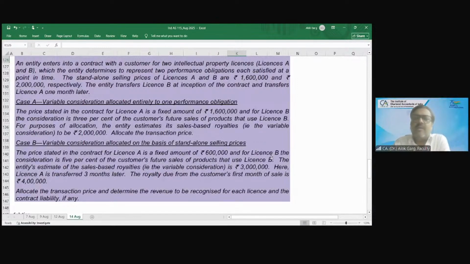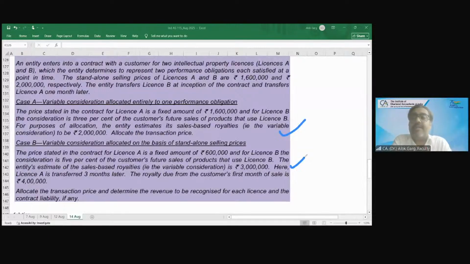Then when you go to the first scenario, license A has a fixed amount of 16 lakhs stated in the contract, and license B is on the basis of sales-based royalty, 20 lakh rupees. So the amount stated in the contract was commensurate with the standalone selling price of the goods and services, right? Yes or no? Yes, sir.